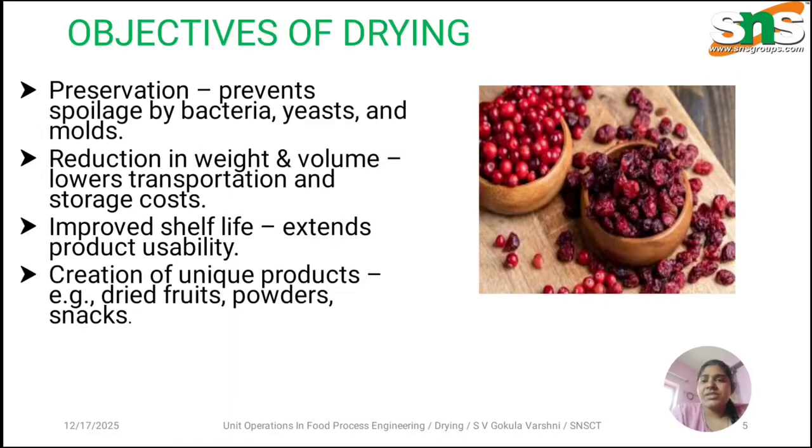The major objectives of drying include preservation. First, preservation means drying prevents spoilage caused by bacteria, yeast and molds. Next is reduction in weight and volume. This helps in lowering the transportation and storage cost. Next, improved shelf life. Dried food lasts much longer than fresh food. Creation of unique products. Examples include dried fruit, milk powders, spice powders and snack foods.